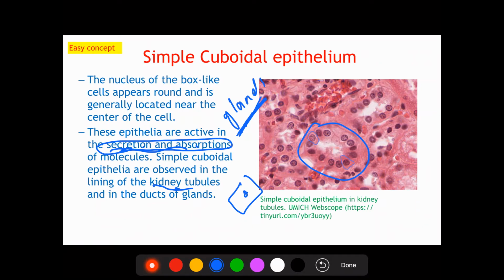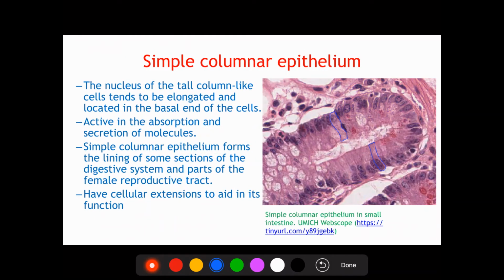Sometimes in these sections, you will find two layers of cells. That would be stratified epithelium, a stratified cuboidal epithelium. Okay? The third one is the simple columnar. As we said, these are columnar cells. Okay? And here we can find them in areas where there is a need for absorption.